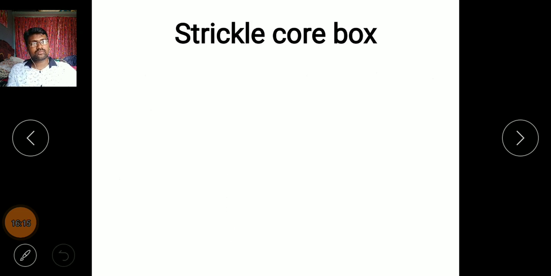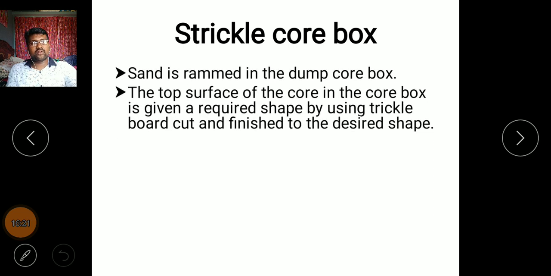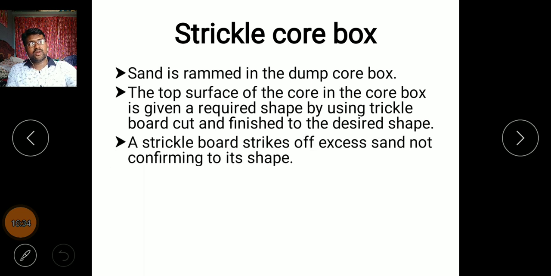Next, strickle core box. It is another type. That is, sand is rammed in a dump core box. After that, the top surface of the core in the core box is given the required shape by using a strickle board, cut and finished in the desired shape. A strickle board strikes off excessive sand conforming to its shape.